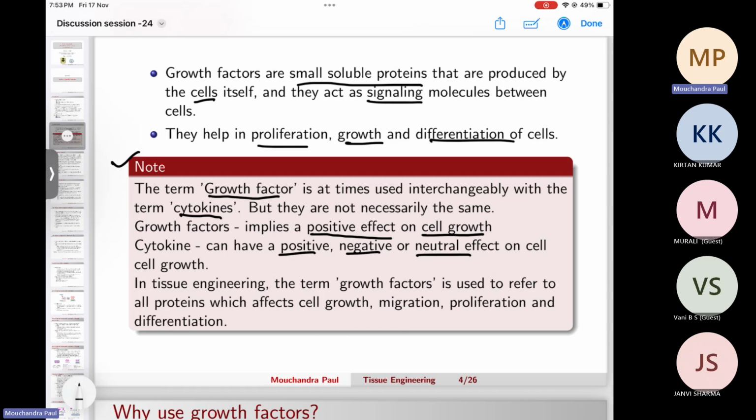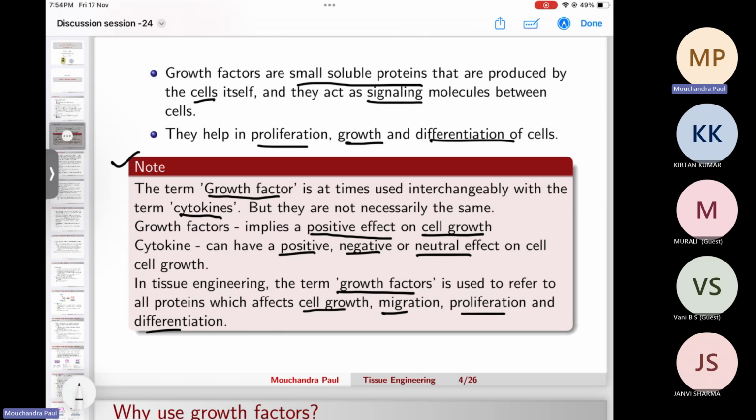So growth factors are those molecules which positively affect cellular growth, whereas a cytokine doesn't necessarily have to give us a positive effect; rather, it can give a negative or neutral effect. So you can say that all growth factors are cytokines, but all cytokines are not growth factors. In tissue engineering, we will be using the term growth factor to refer to all the signaling protein molecules which affect cellular growth, migration, proliferation, and differentiation.